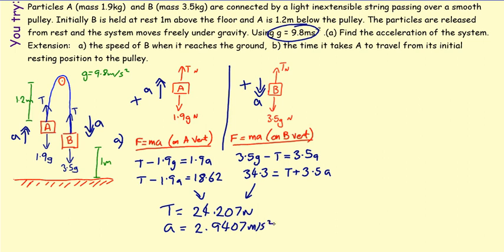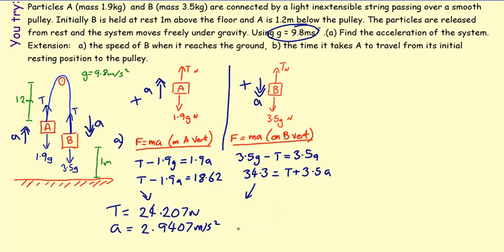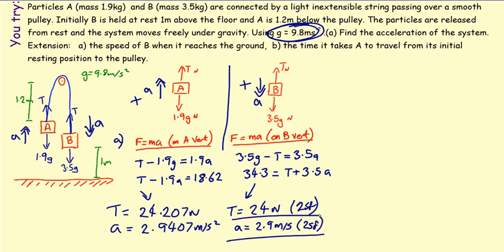We do need to give this to an appropriate degree of accuracy, so two significant figures because g is two significant figures. So we're going to say T is 24 newtons to 2 sf, and acceleration is 2.9 meters per second squared to 2 sf. So there's our answers to part A. Okay, extension part. I've got two A's. Sorry, there's A. We're going to relabel that B, and I'm going to relabel that C.